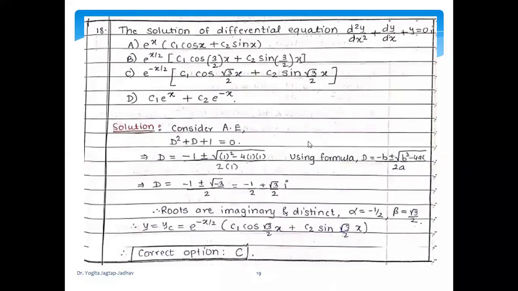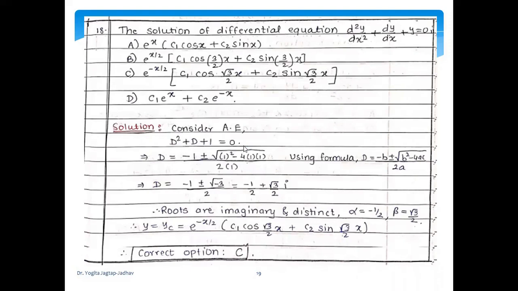Now in example 18, to find the solution of the differential equation d square y upon dx square plus dy by dx plus y equal to 0, these four options are provided. Now again, what is the auxiliary equation for this given differential equation? By assigning d by dx equal to capital D, we have the auxiliary equation as D square plus D plus 1 equal to 0.